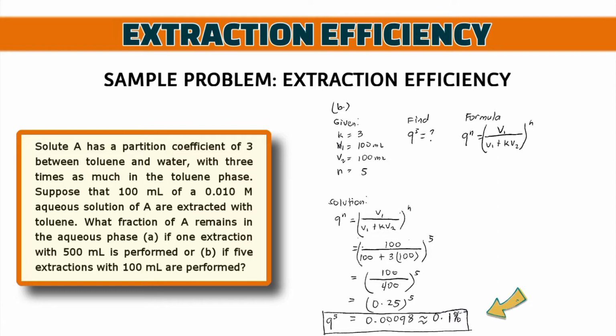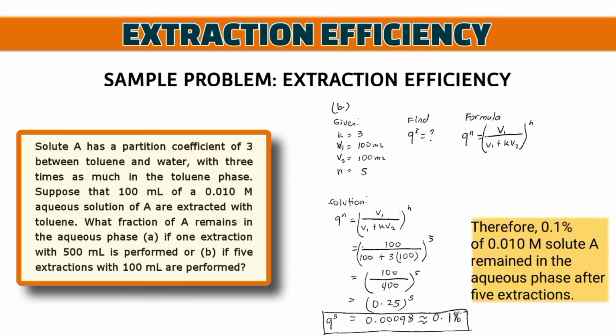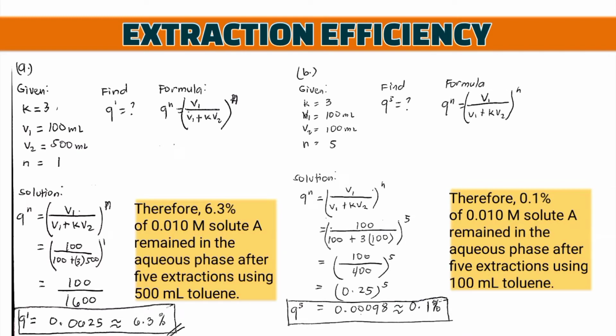0.00098, or approximately 0.1%. That means 0.1% of solute A remained in the aqueous phase after 5 extractions using 100 ml toluene. From this result, we can conclude that it is much better to do a few small extractions than one big extraction to make sure of the efficiency of the extraction process.